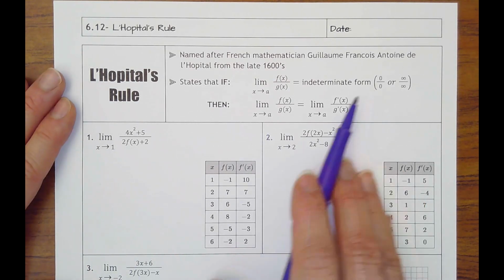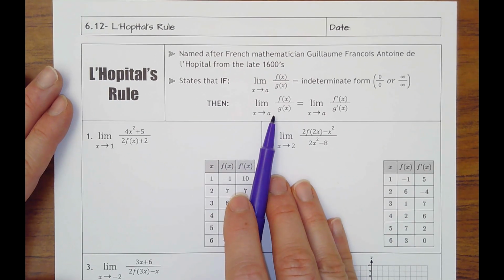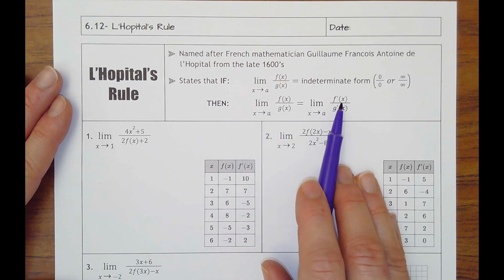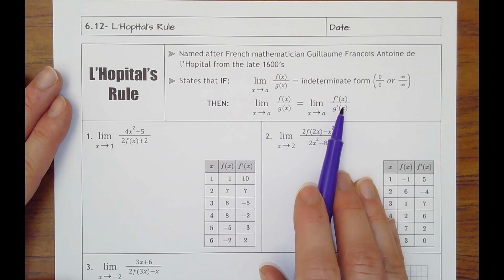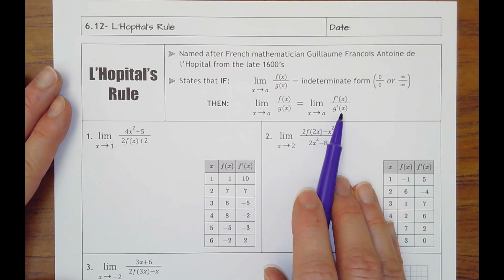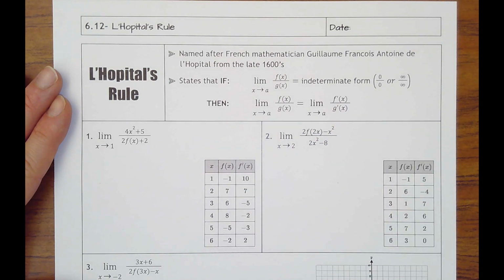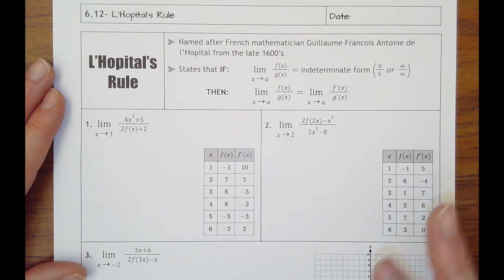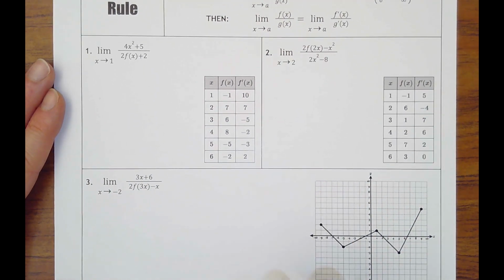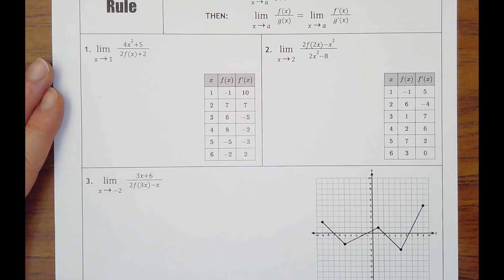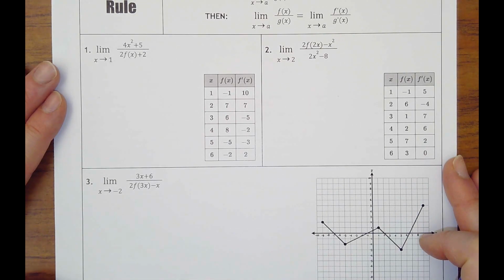But what he found out was actually if you take that same function and you take the derivative of the top and the derivative of the bottom function, then do direct substitution, that will tell you the overall limit. Okay, so let's try some. And I have to explain too that sometimes L'Hôpital's rule doesn't even work or isn't necessary. So your first job is always to do direct substitution.